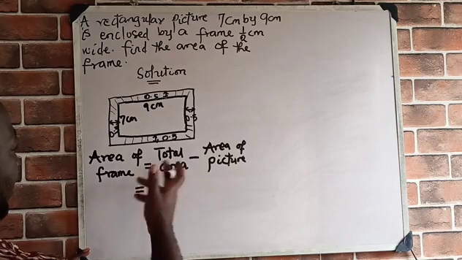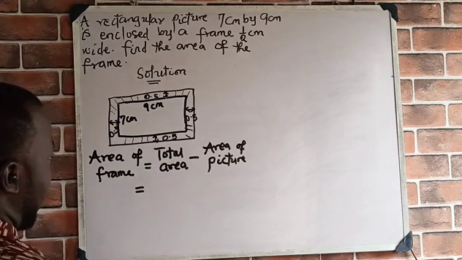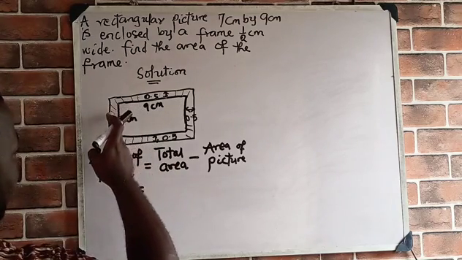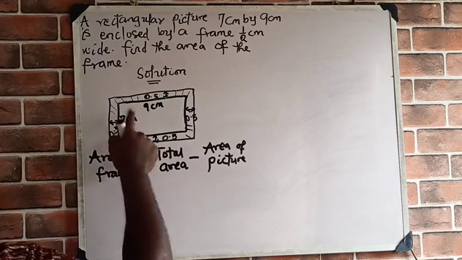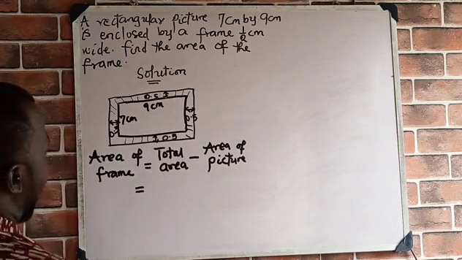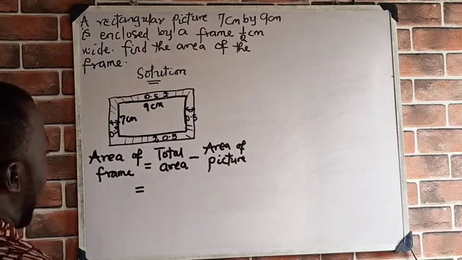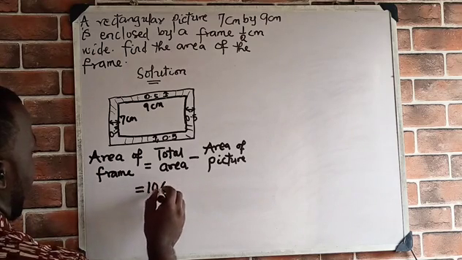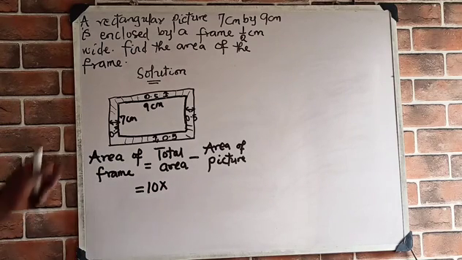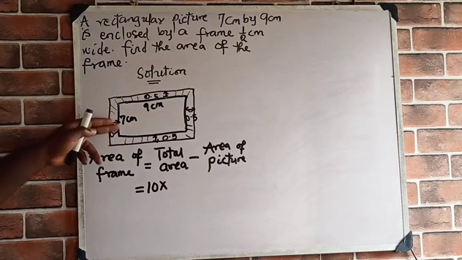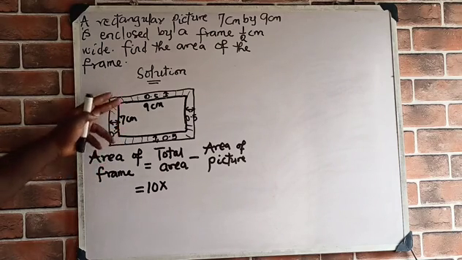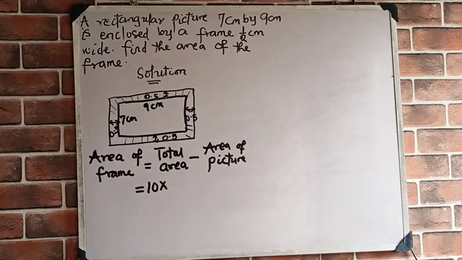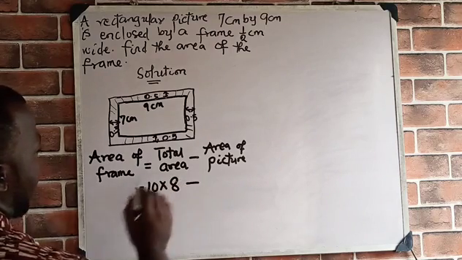The area of a rectangle is always length times breadth. Now the total length here will give us 0.5, which is this small distance, plus 9, then plus 0.5. 0.5 plus 9 will give us 9.5, then plus 0.5 will give us 10 as the length, then times the breadth. That's still 0.5 plus 7 plus 0.5. 7 plus 0.5 will give us 7.5, and 7.5 plus 0.5 will give us 8. Then minus the area of the picture.